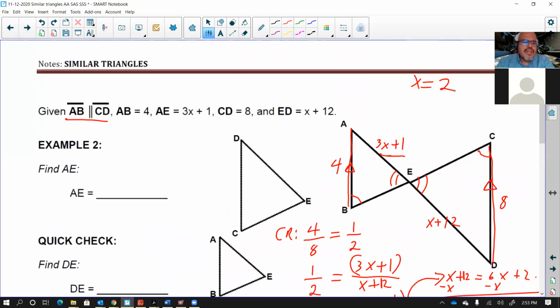Now, they don't want to know what x is. They want to know what the measurement of AE is. So AE is equal to 3 times 2 plus 1. So that's going to be 6 plus 1, 7 units. So that's 7 units. That's it.